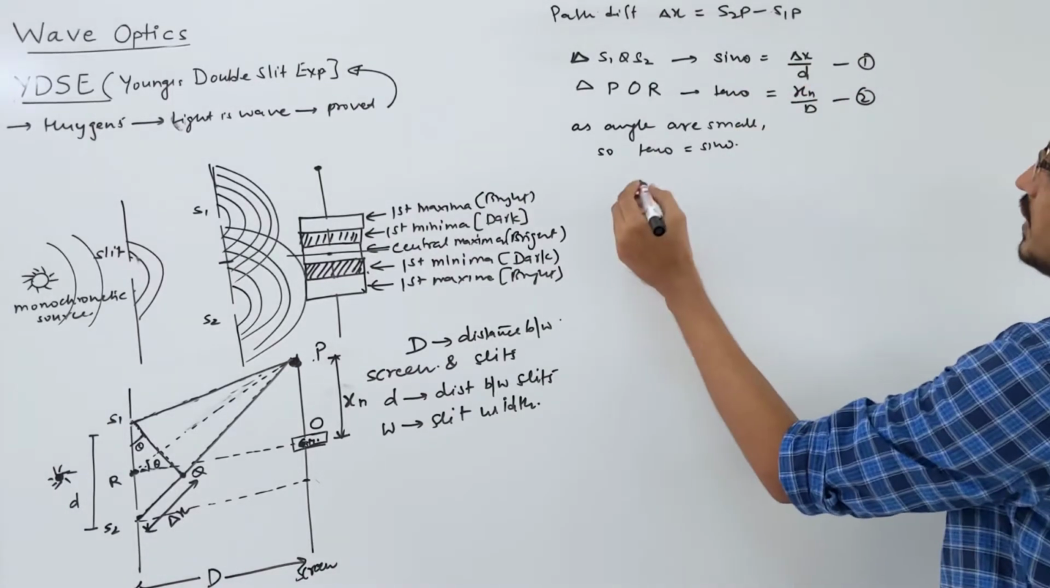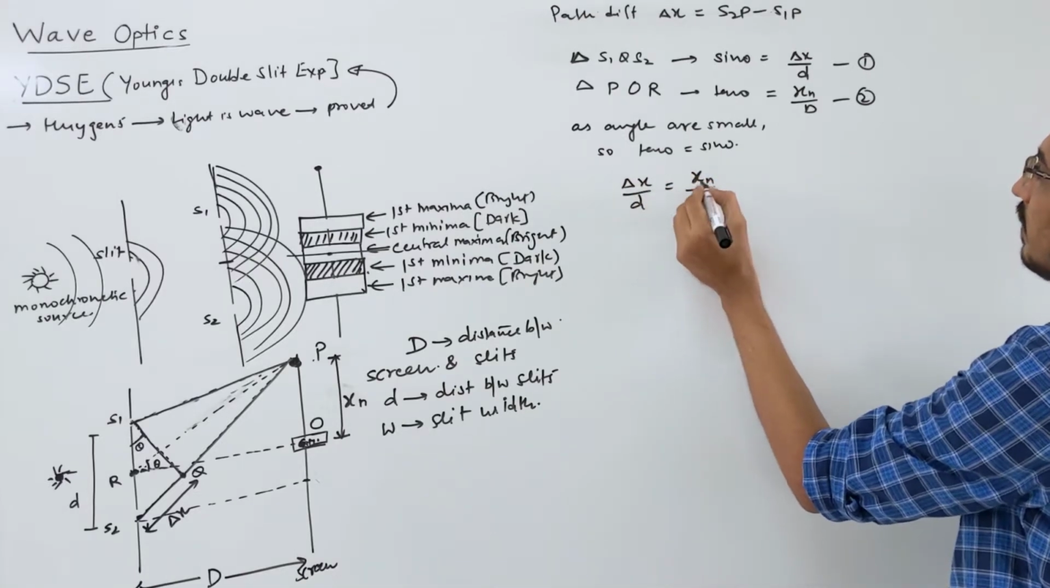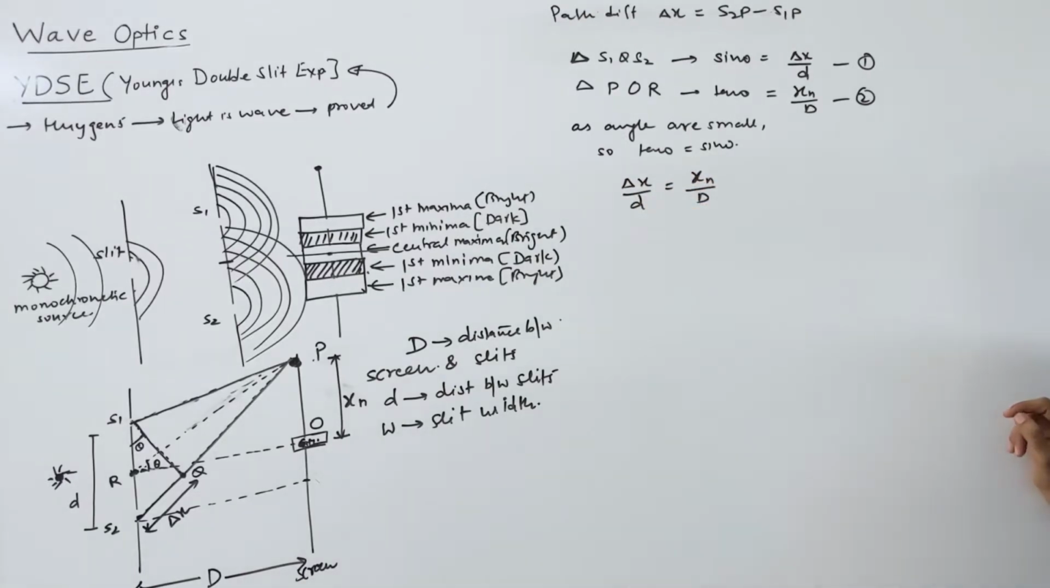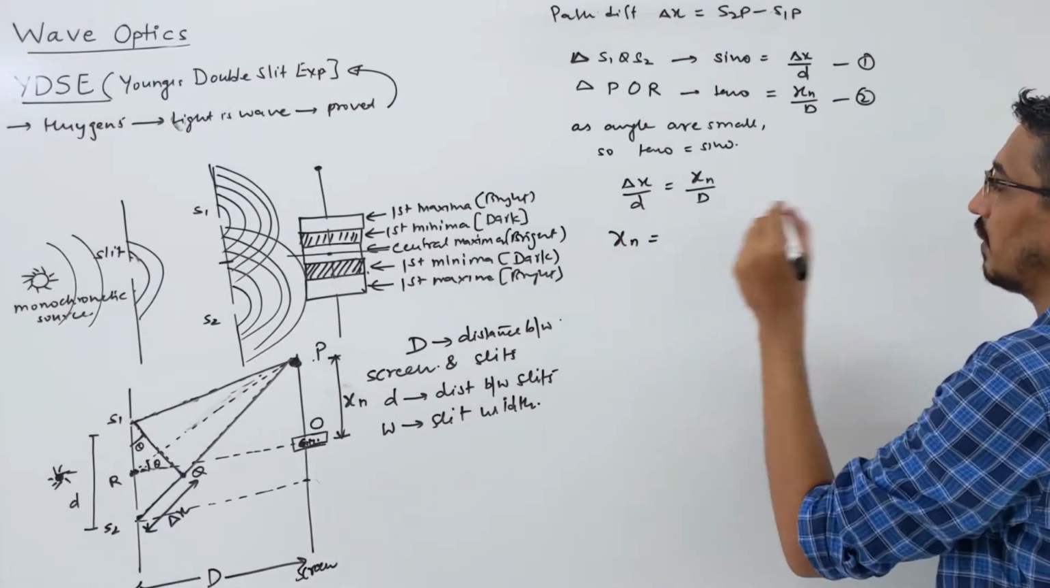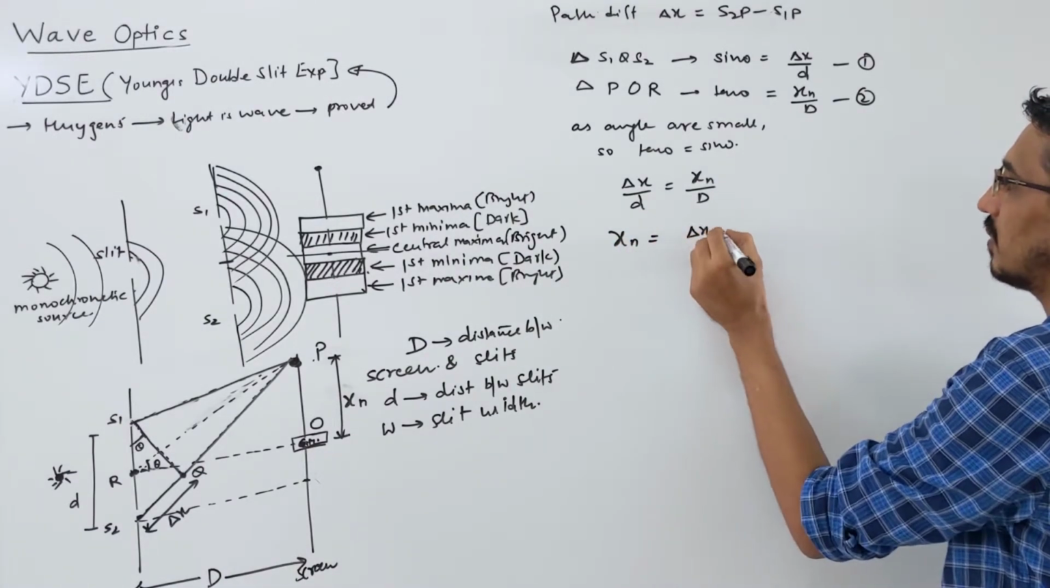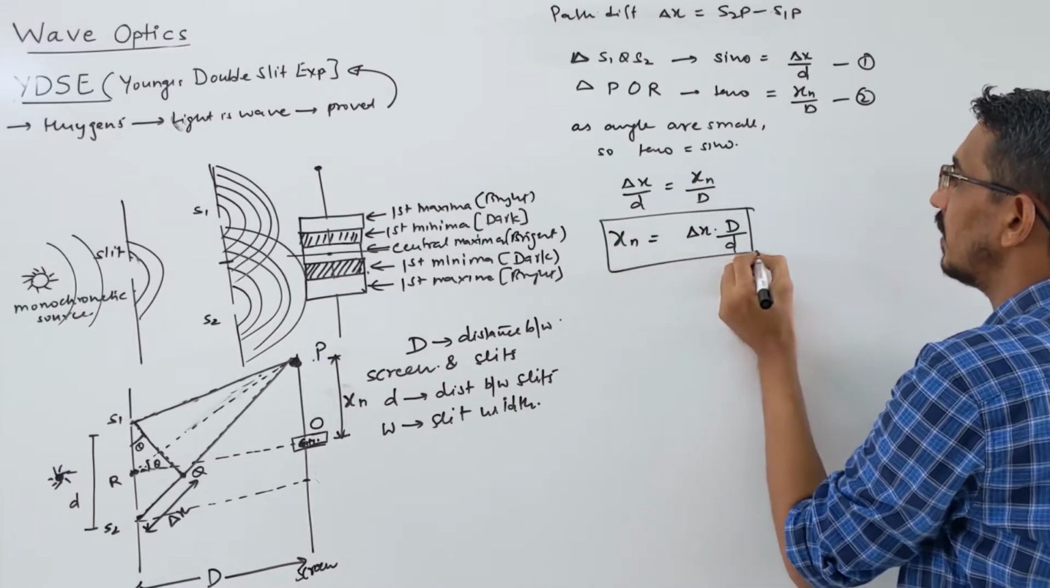Let's equate them. Then del x by D is equal to xn by d. We are interested in calculating xn. Look here, what are we getting? xn is equal to del x, the path difference, times capital D by small d. This is the main relation we are looking for.